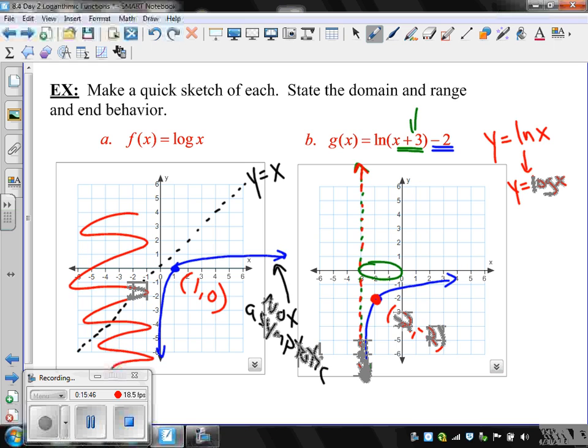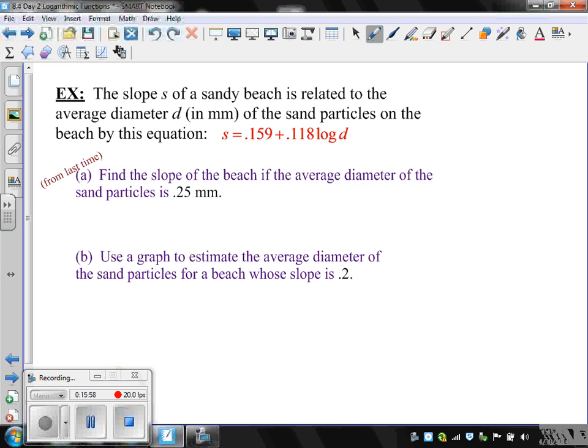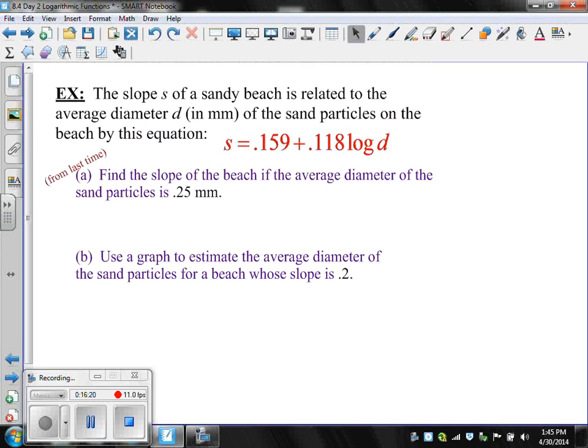Okay, let's look at one application problem and we'll call it a day. This is part B to the application problem from the first lesson on logarithms with the slope of a sandy beach. We did part A from last time. We had that equation for the slope of a sandy beach, and the average diameter of sand particles, and we found the slope of the beach. It turned out to be rather shallow, right?